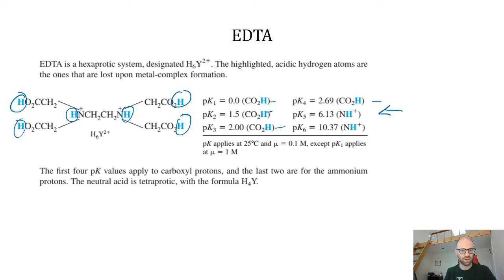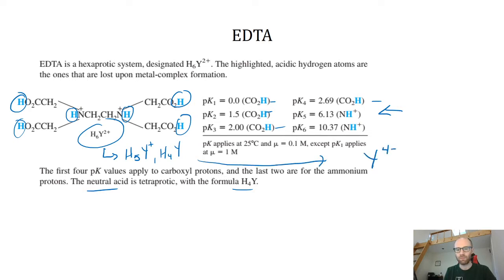So this molecule, this particle, as we have it shown here, we would call H6Y2+, as in the two ammoniums are giving it two positive charges, the four acids are electrically neutral. As you lose protons, we would then work our way to H5Y+, H4Y, as it says here, the neutral acid, which would work all the way down to Y4- to show the fully deprotonated form.